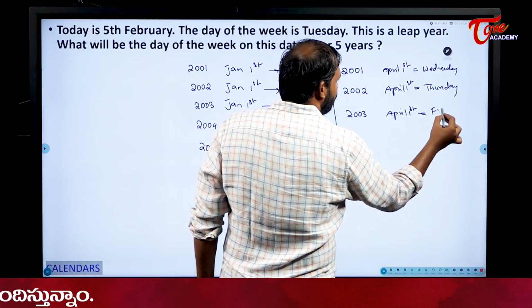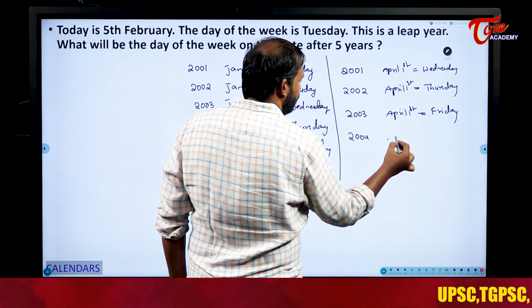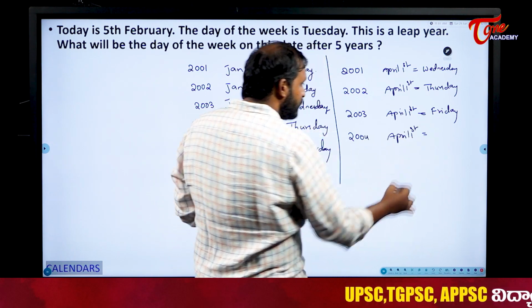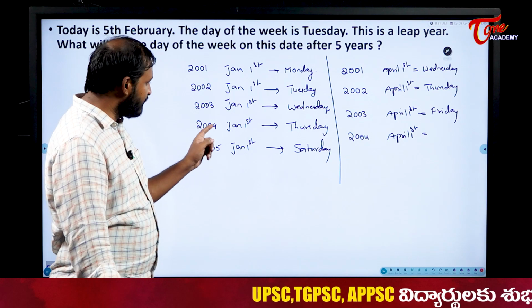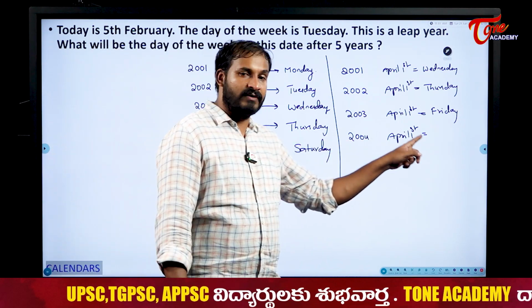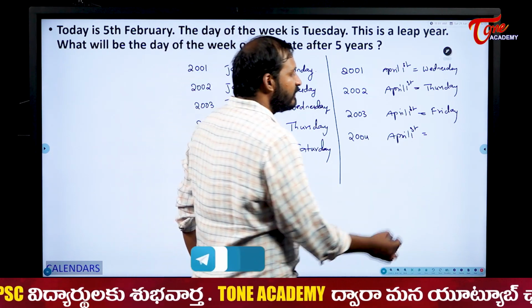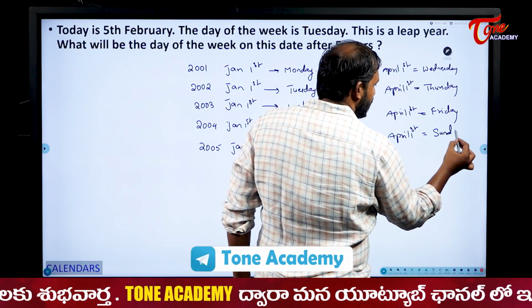Will become what? Friday for me. Only 1 day jump. Now see here, 2004 April 1st. Sir, in the previous case, no change. In 2003 only 1 day jump happened. So here also 1 day jump will happen. Here we will get Saturday. No, it is wrong. Here we will get Sunday.